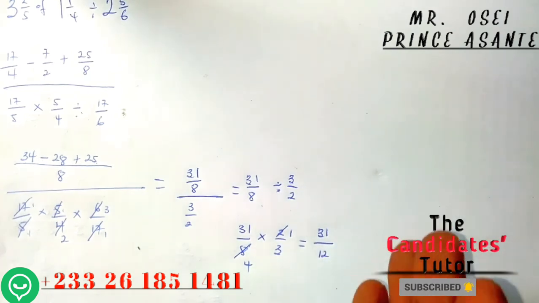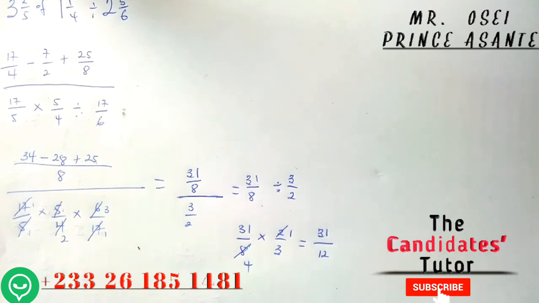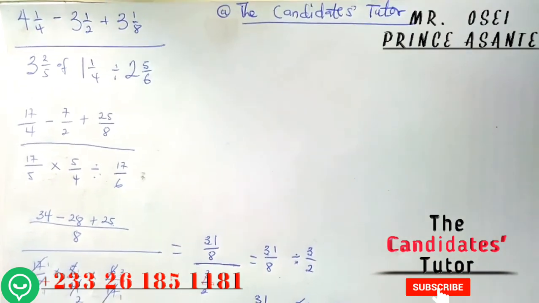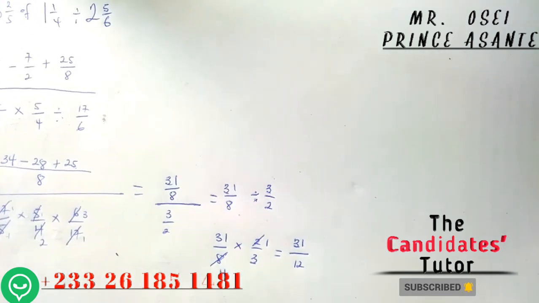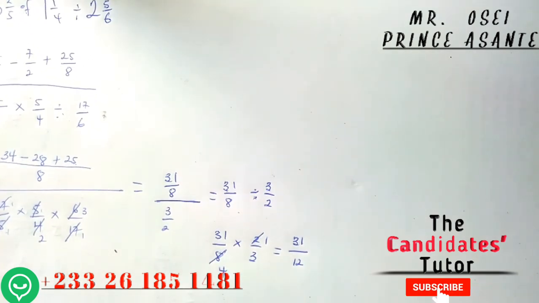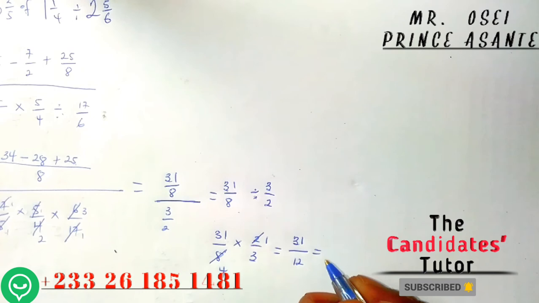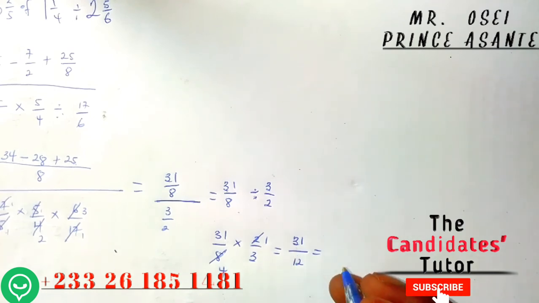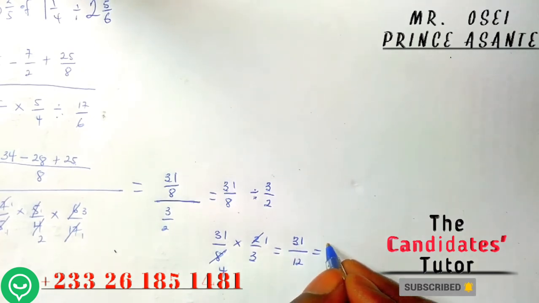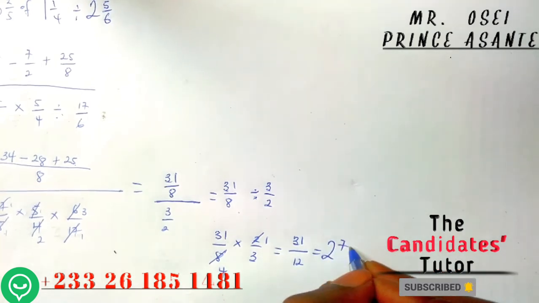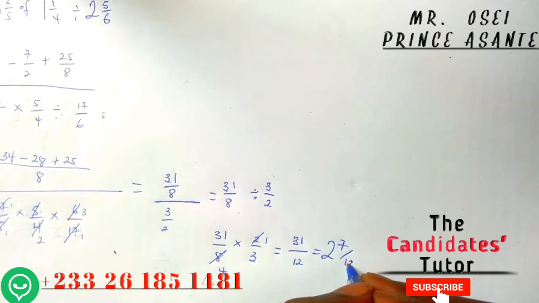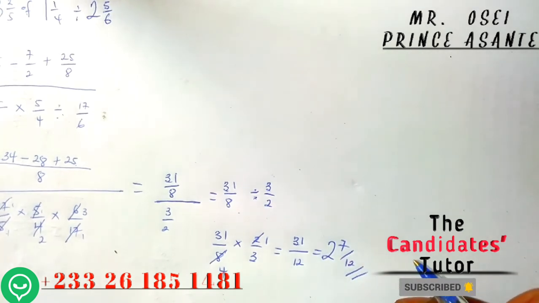Actually we are done, but I can't leave my answer like this because the question was given in mixed fraction. So when you are done, you have to leave your answer also in mixed fraction. So coming down, we have to convert 31 over 12 to a mixed fraction, and what we are going to get is 12 can go into 31 2 times, and the remainder is going to be 7 over the denominator here, which is 12, and that should do it.